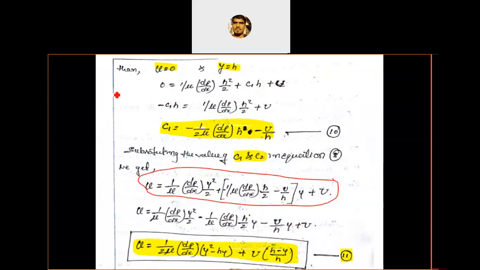Similarly, by applying the other limit, when velocity at the fixed surface is 0, y is equal to h, because the imaginary element is at h. So y is 0, y is h. So velocity minimum and velocity maximum, these limits we are using here. If you substitute that, 0 equals 1 by mu dp by dx h square by 2 plus c1 into h, and we already got c2 is equal to U. If you simplify, we get this equation. And finally, we want the C1 value. So C1 is equal to minus 1 by 2 mu dp by dx h minus U by h.